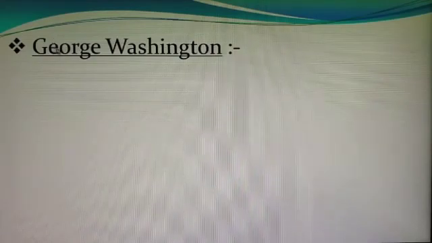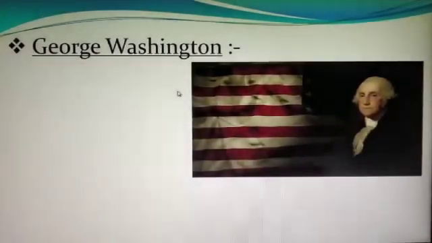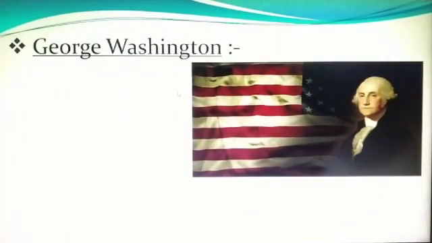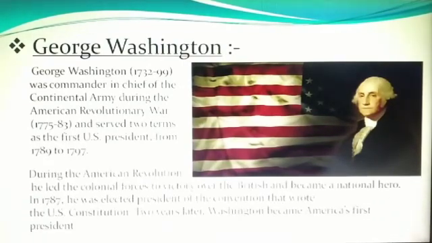Now see, have you heard this name? George Washington. This place is very important in America, Washington. Yes, children. Look at this picture. The picture of George Washington. He was the commander-in-chief of the Continental Army during the American Revolutionary War and served 2 terms as the US President from 1789 to 1797.